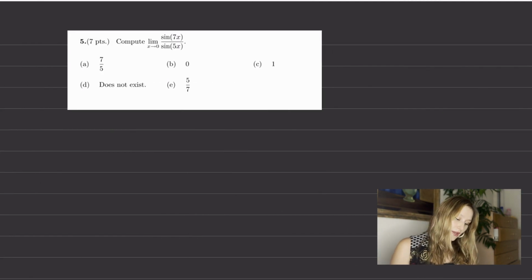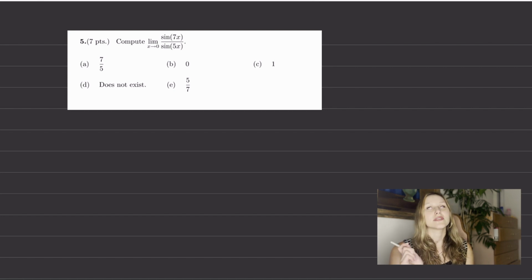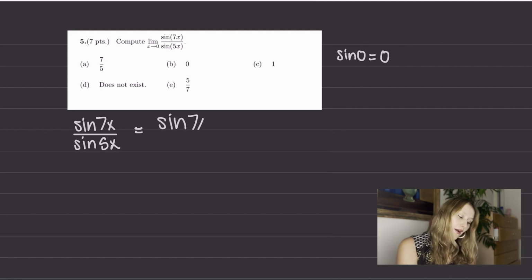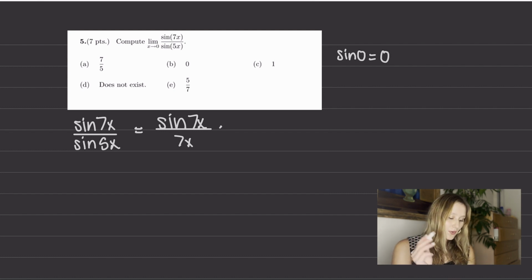Compute this limit. Oh, this looks kind of silly. Obviously sine of 0 is equal to 0. So I'm just going to play with this for a second. And I only know this because I've seen a problem like this before. So these types of things are not very intuitive unless you practice a lot. So this is how I would do it.